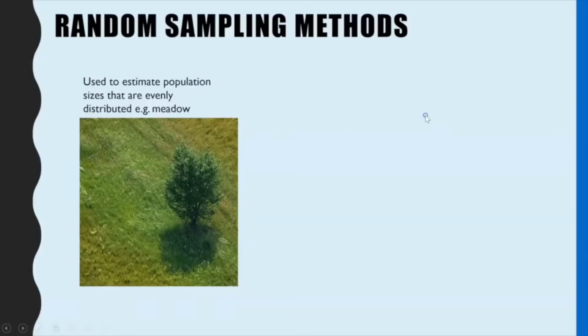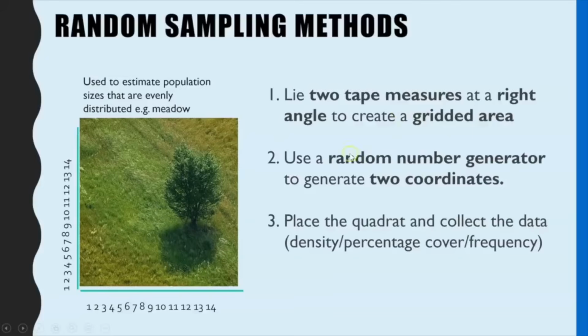For the second mark, this is where you would then be using a random number generator, for example a calculator, to generate 2 values which will act as coordinates. And in this case, I've got the value 9 and 11, and you'd need 2 people to walk, and where you meet is where you place your quadrat. So that would be your mark 2, random number generator to create 2 coordinates. Then you place your quadrat.